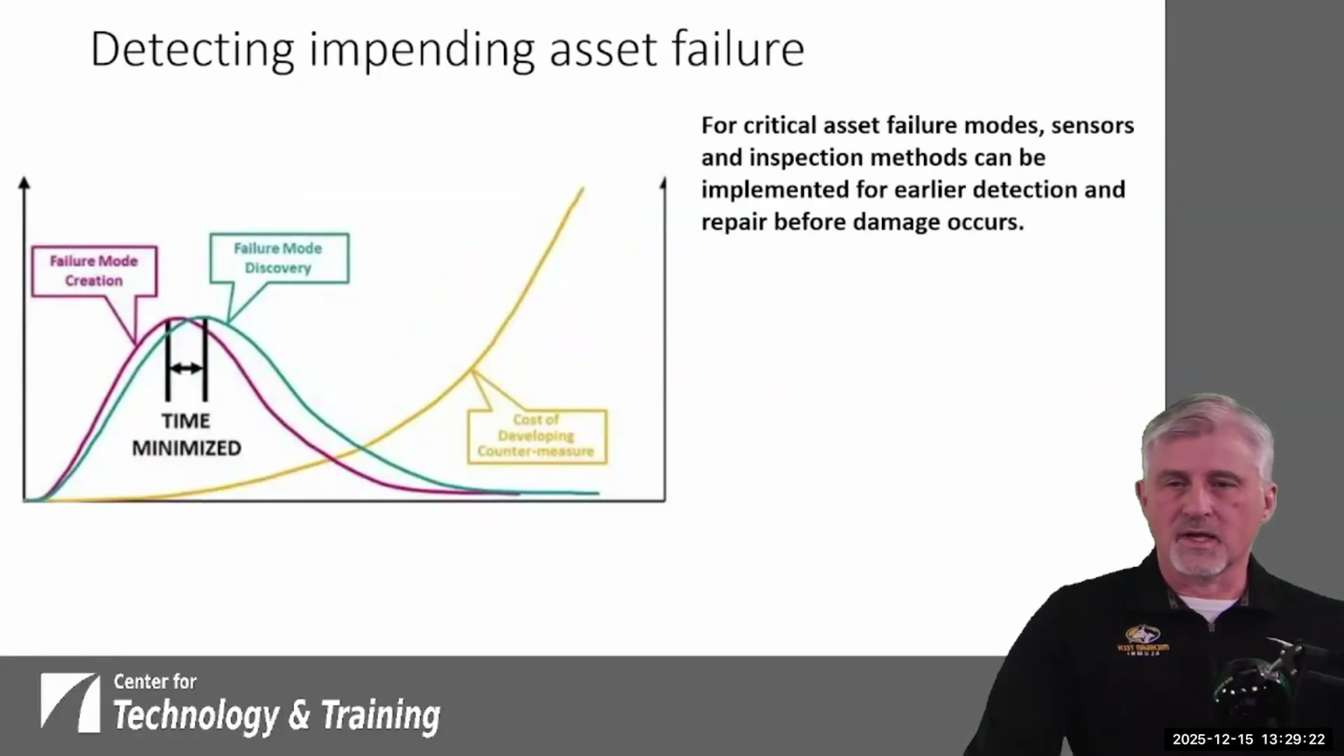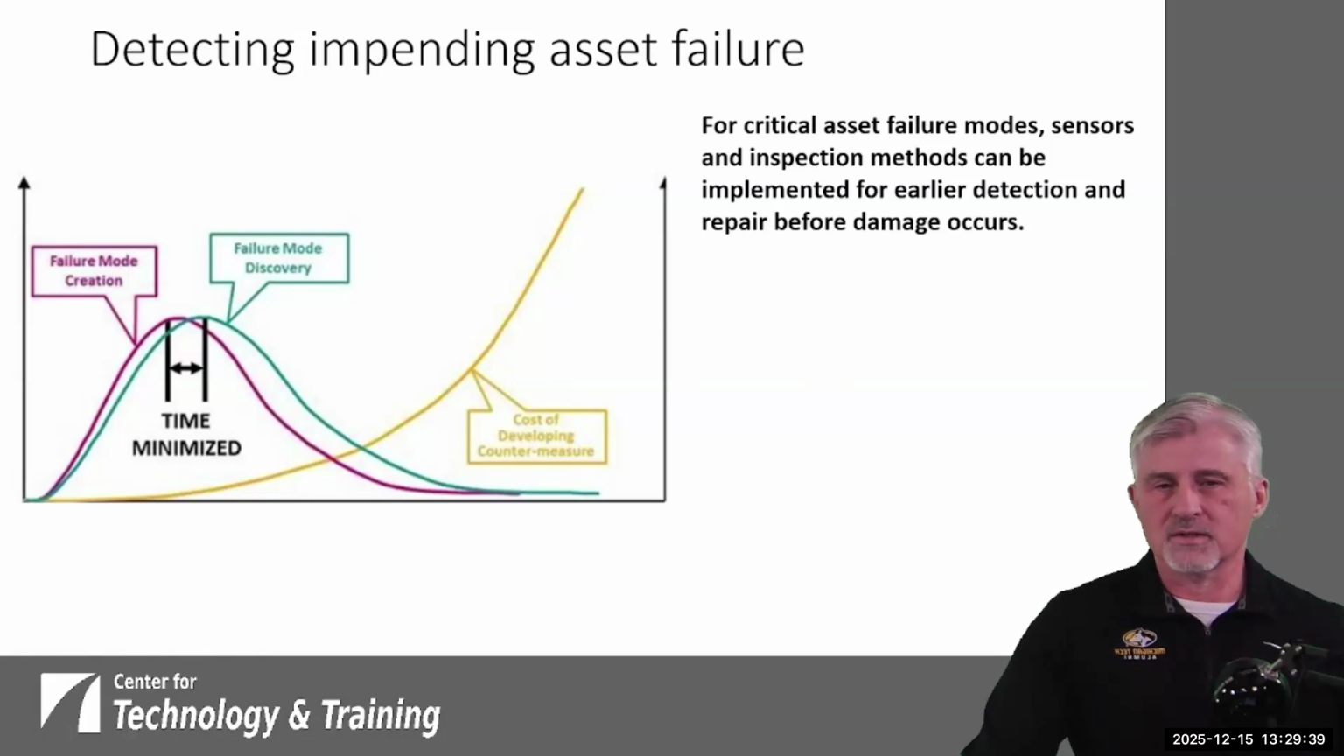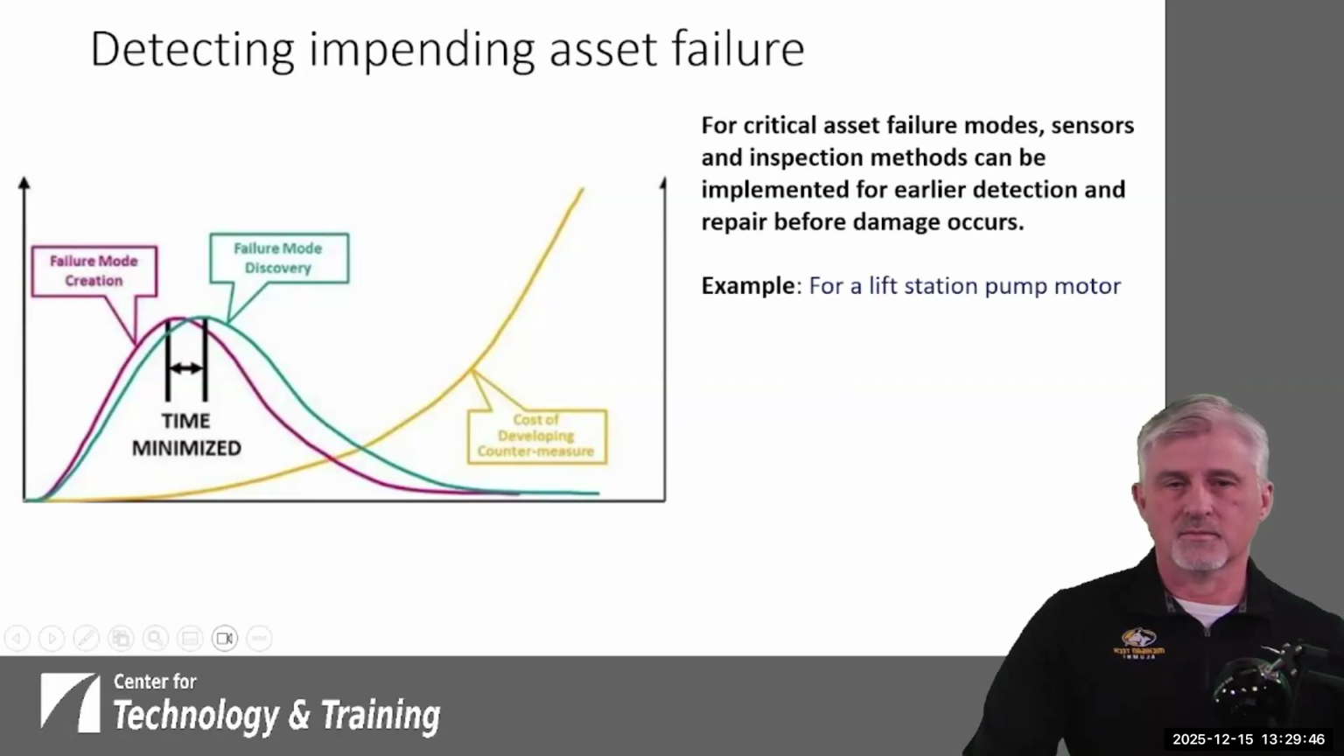So with this, the idea is that we're trying to close that gap between the time that a failure starts and when we discover that it is, and hopefully we can do that. We can save on the cost. For critical asset failure modes, sensors and inspection methods can be implemented for earlier detection and repair before damages occur.